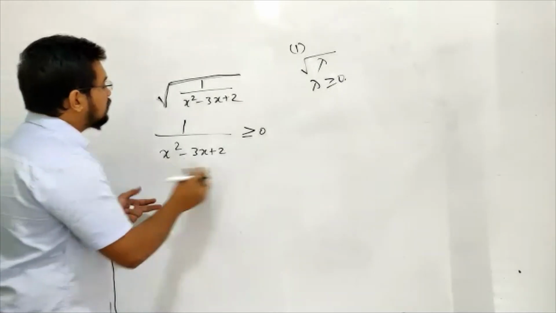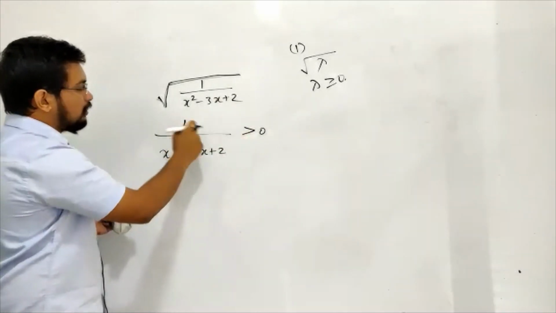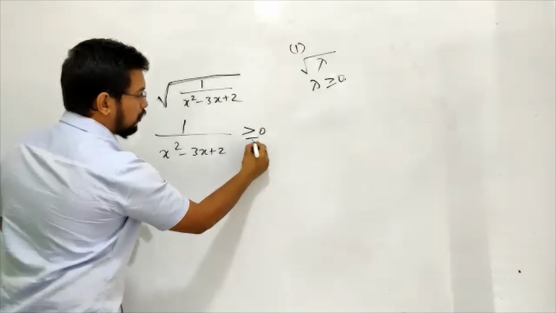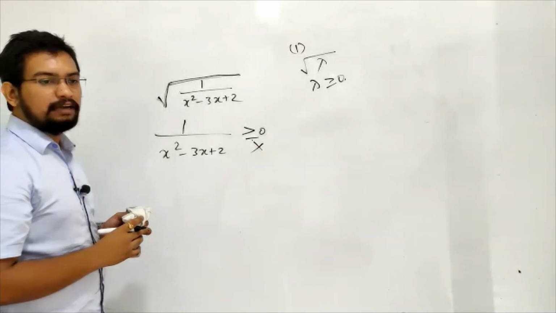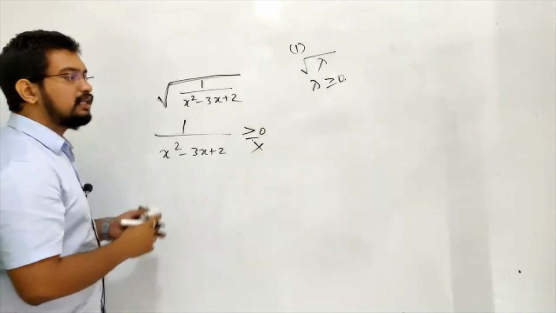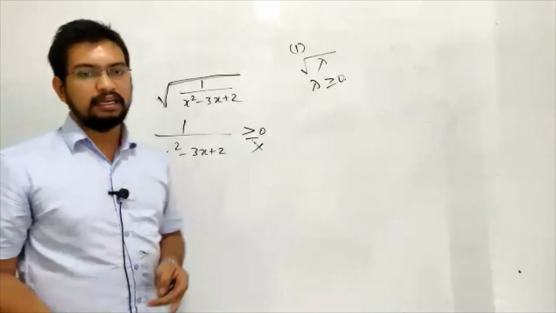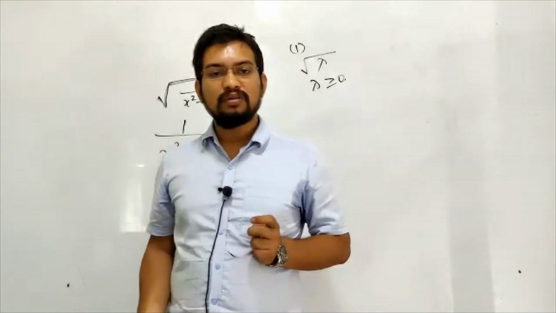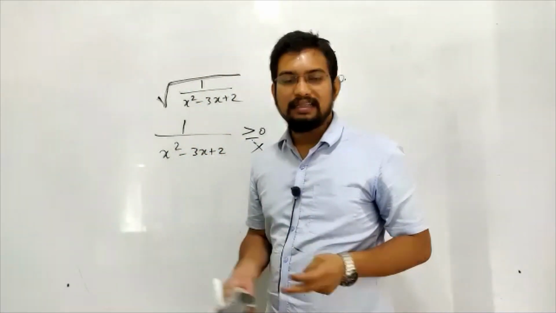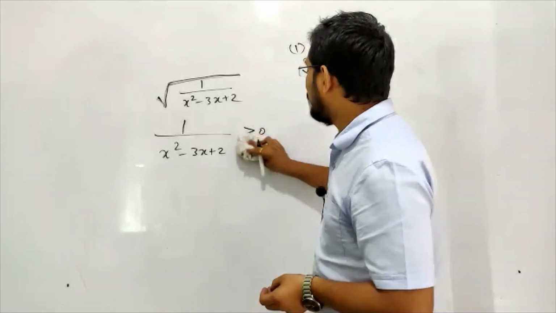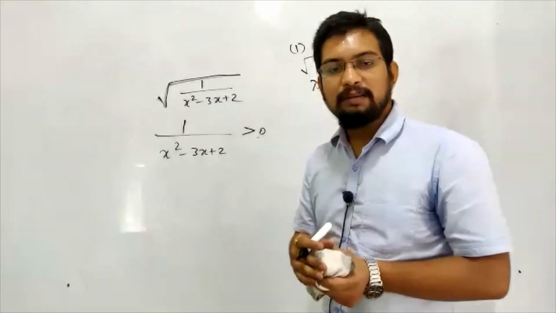Now, for this entire expression, forget about the equality first, because there is no possibility for equality. There is something like 1 in the numerator, and there is no possibility of equality. So simply I'll write 1 by x square minus 3x plus 2 is greater than 0. Why is there no possibility of equality?